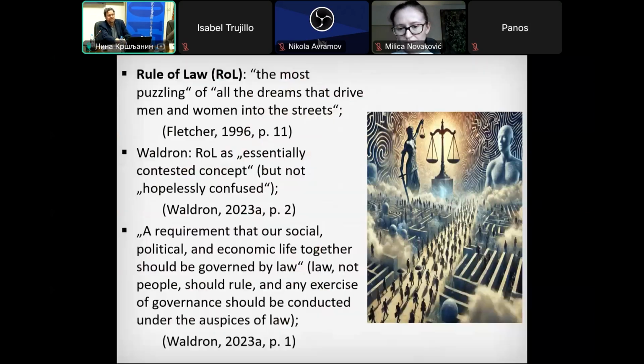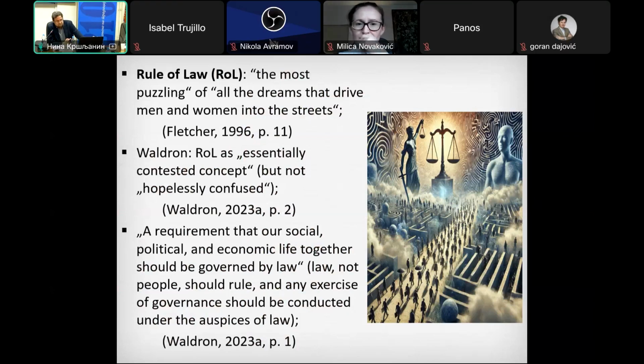In my presentation, I will share some reflections on the recent book written by Jeremy Waldron. These papers collected in this book are not new. He published them earlier, but collected in one place, they demonstrate a sort of synergetic effect.